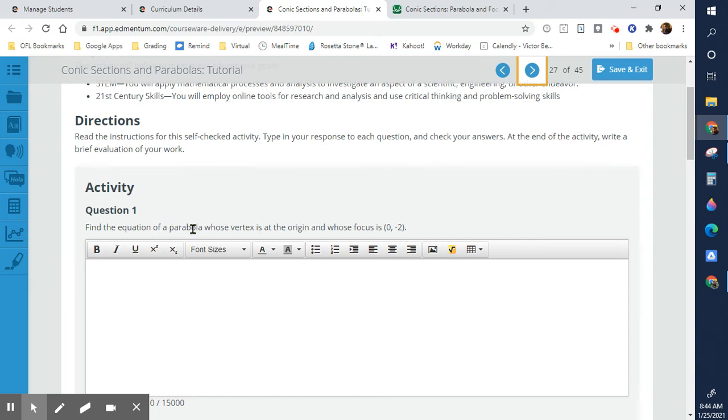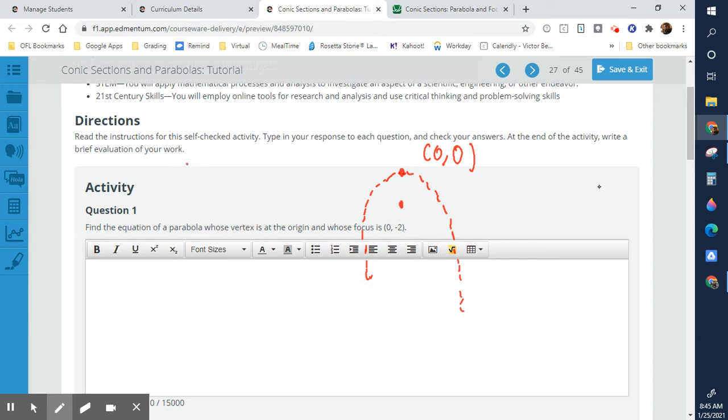So find the equation for a parabola with its vertex at the origin whose focus is this. So we're saying that we have a parabola that's at the origin, so 0, 0, and the focus is 0, -2. So the focus is down here. So first of all, that means that we have a negative p. Our p is negative because our parabola is opening downward.